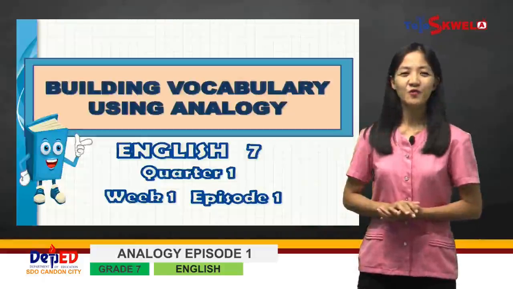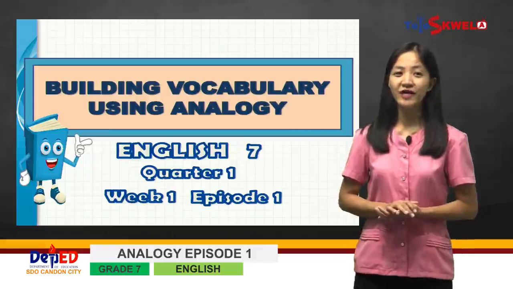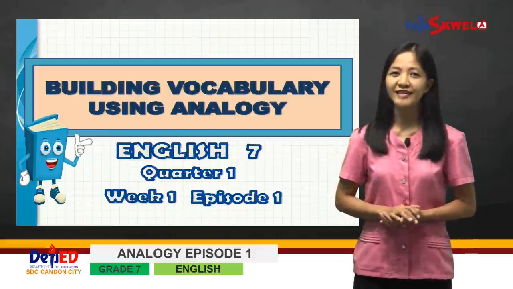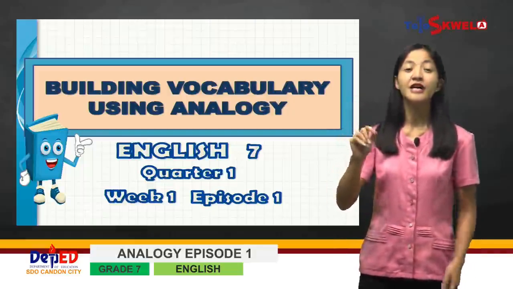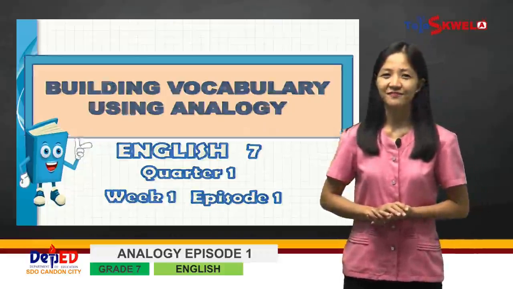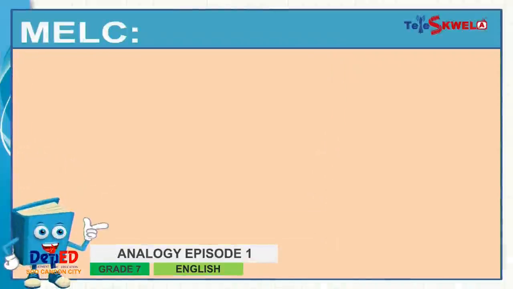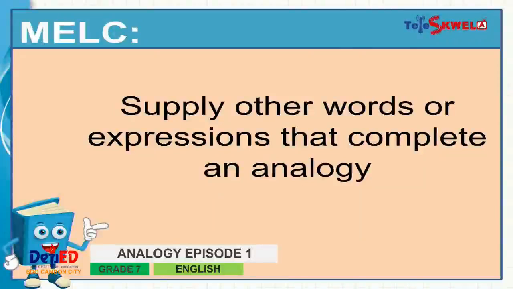One way we will be working with words this school year and enriching our bank of vocabulary is to work with analogies. So our first lesson in Grade 7 English is building vocabulary using analogy. This week's episode in Quarter 1 is anchored on the most essential learning competencies, which is to complete an analogy with words or expressions.